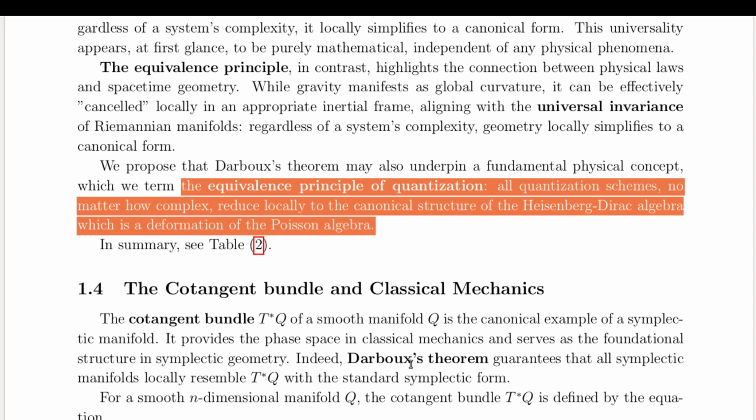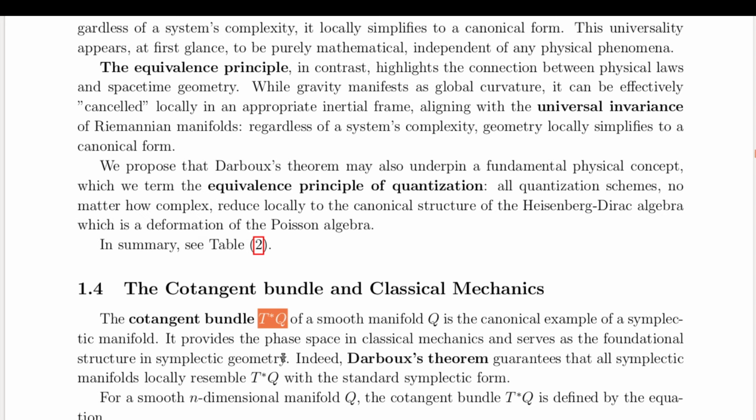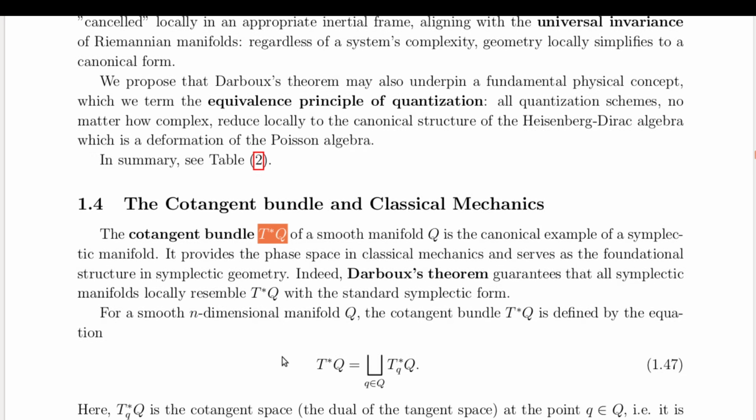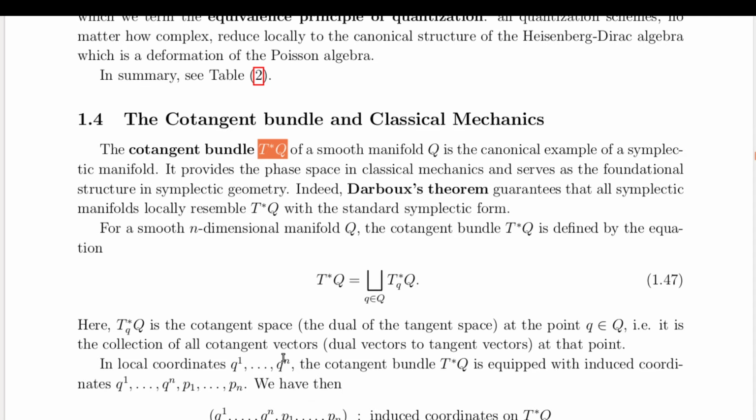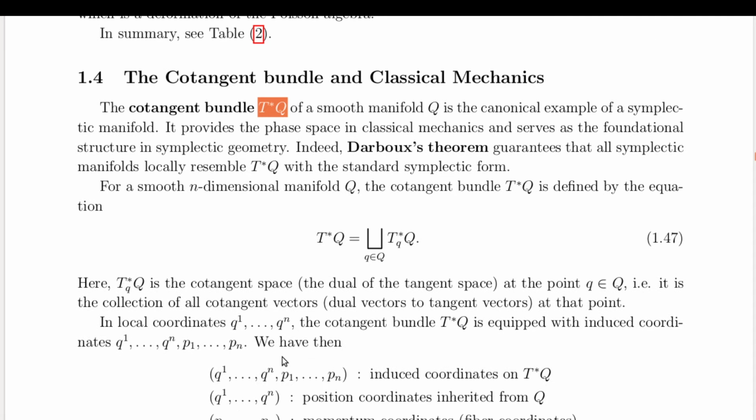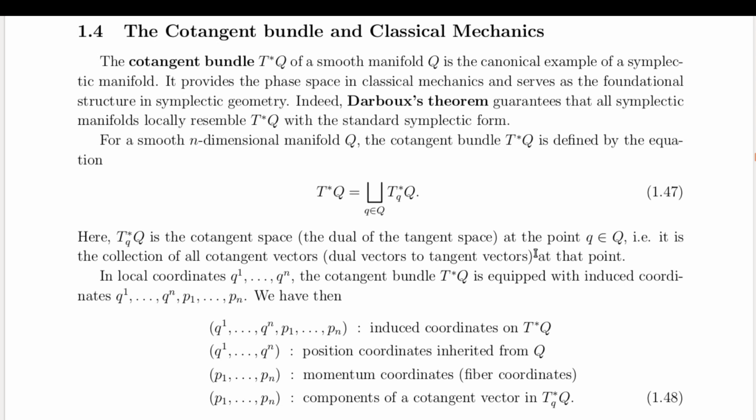The cotangent bundle, the canonical symplectic manifold. The cotangent bundle, denoted T*Q, is the archetypal example of a symplectic manifold and the phase space of classical mechanics. It's where the dynamics of systems unfold, connecting geometry with physical evolution. Associated with a smooth n-dimensional manifold Q, called the configuration space, the cotangent bundle collects all possible cotangent vectors at each point on Q. These cotangent vectors, dual to tangent vectors, form the cotangent space.